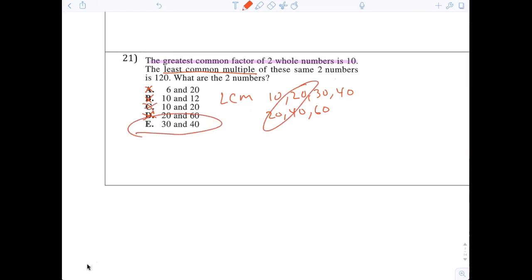The least common multiple is E because, again, 30, 60, 90, 120, 40, 80, 120. LCM, 120. Perfect. Yes? Why did you cross out D? D, because 20 would be the greatest common factor, not 10. Good question.